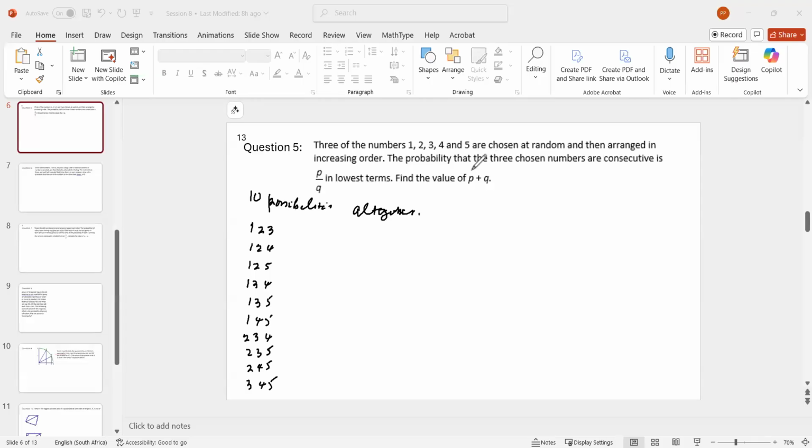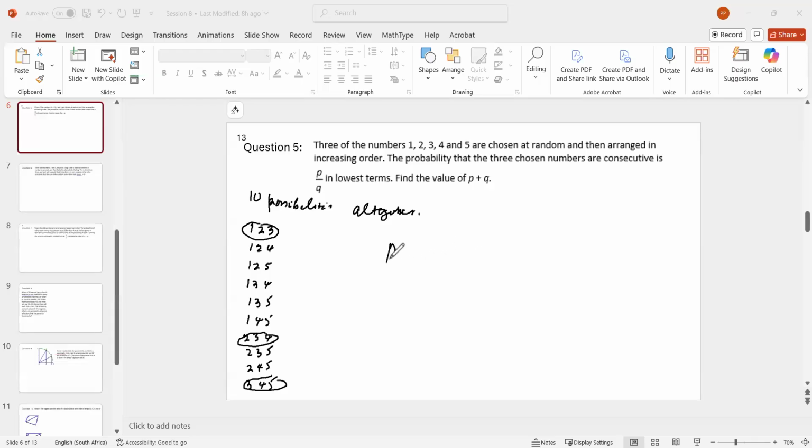And then you want to know what is the probability that the 3 chosen numbers are consecutive. Okay, these are consecutive. Not here, not here, not here, not here. Yes, here. And the last one. None of the others are consecutive numbers. They must be all next to each other.